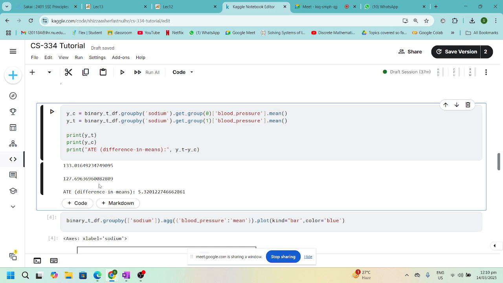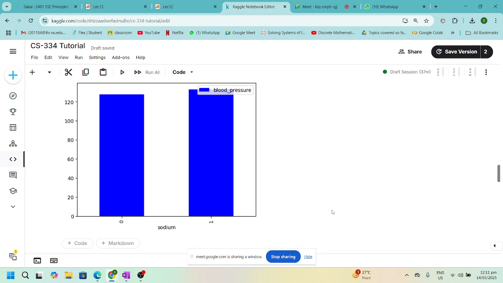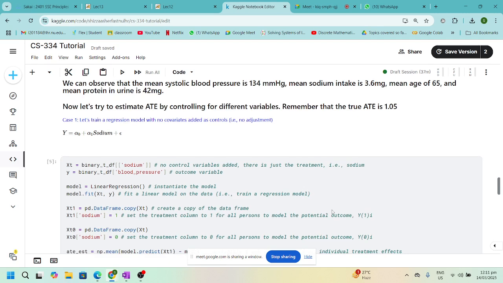Our assumption was that the amount of sodium intake is going to have an adverse effect on blood pressure. So if someone's salt intake is high, their blood pressure would probably be higher. But when we look at just the means of this data set, we realize that this is the opposite way. And when you calculate the average treatment effect using difference in means, so you take the difference between them, that's 5.32. And we know that in actual it is supposed to be 1.05. So this is a very, very bad estimate. Anyway, the same thing has been visualized for you guys over here. And with that, moving on.